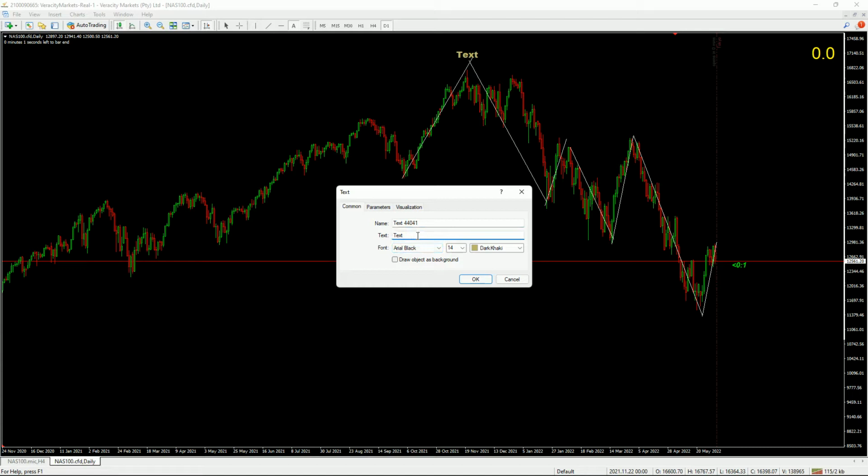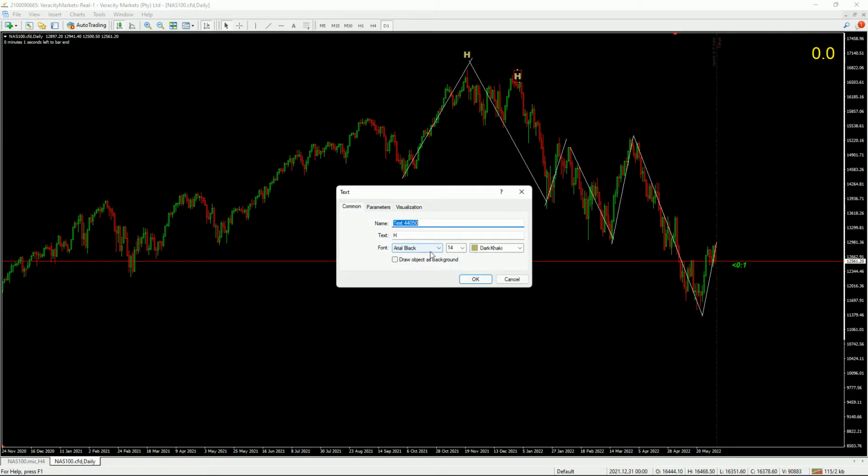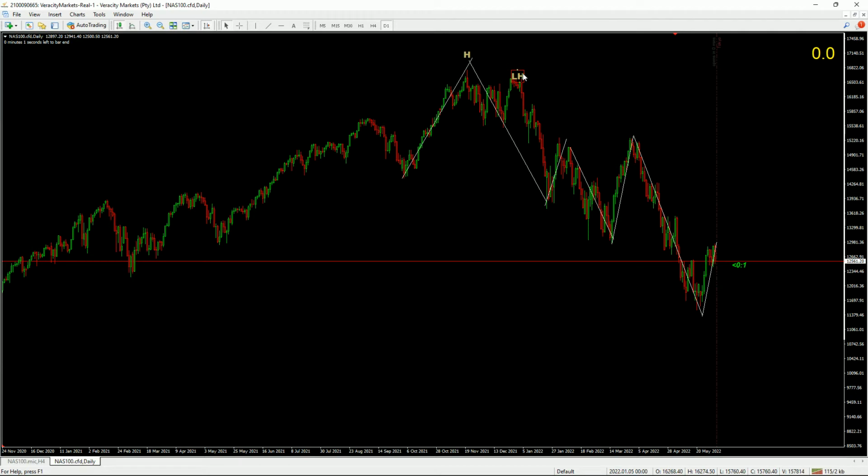As you can see, I can call this the high. This is my high, and this is my lower high. It's a lower high because it's going lower, which means now the price is going lower. This is my lower high as well, at the same level as this one, and now the price is about to create another lower high here, if it goes down.